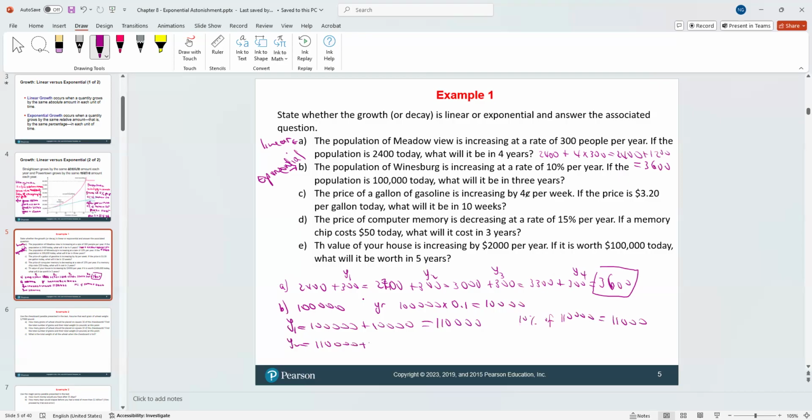Now, year two would be 110,000 plus 11,000. When you add these two, it gives you 121,000. That's after year two. If you want to do 10% of 121,000, of course, remember you multiply by 0.1, that gives you 12,100.